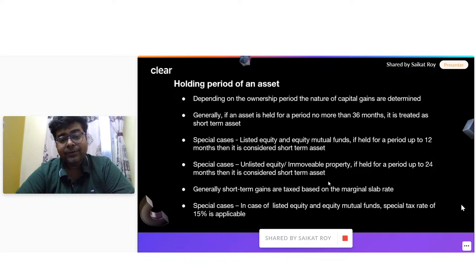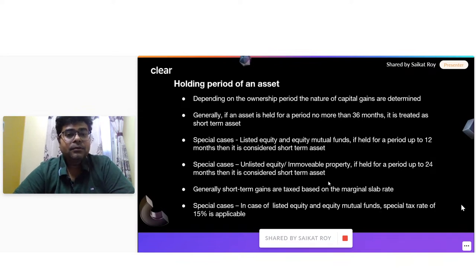Now, the second category for this special case is immovable property. Immovable property normally means a house or land, etc. So, if these two types of asset are held for a period up to 24 months, then it is considered to be a short-term capital asset.